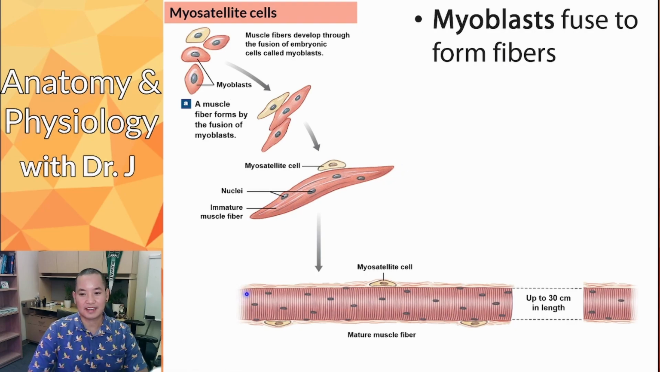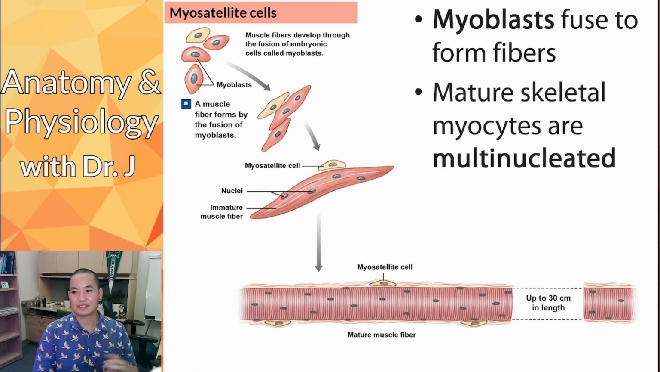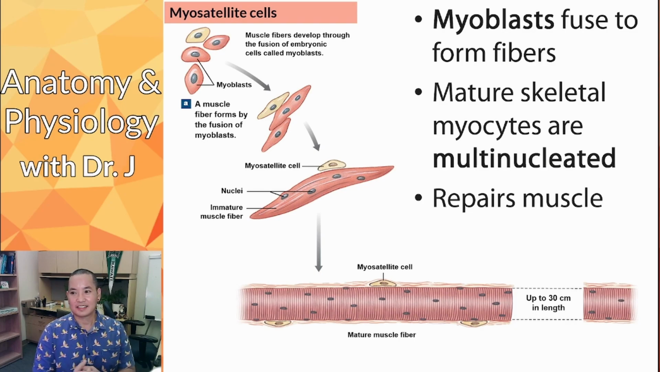So this is why, as you go from a myoblast to a muscle fiber or a myocyte, you have all these nuclei. These all used to be individual myoblasts before. Now these myosatellite cells are still there, and the myocytes are multinucleated, and these myoblasts can also repair muscle by fusing with existing muscle fibers.